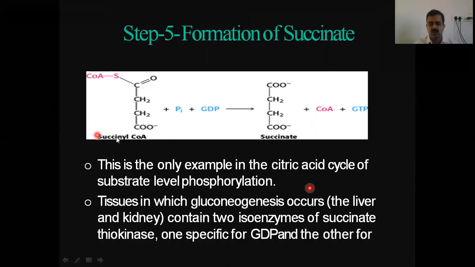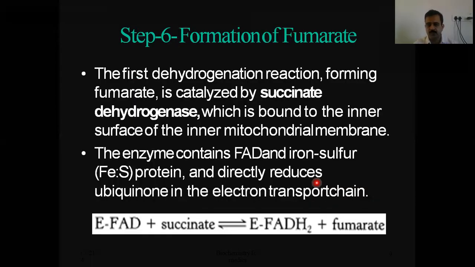Here, succinyl coenzyme A, with the help of GDP, generates one GTP, again a high energy rich compound, and formation of succinate takes place. This is the only example in the citric acid cycle of substrate level phosphorylation. This is the most important part because it is usually asked in the examination which step is the substrate level phosphorylation. This is the substrate level phosphorylation that takes place, formation of succinate from succinyl coenzyme A.